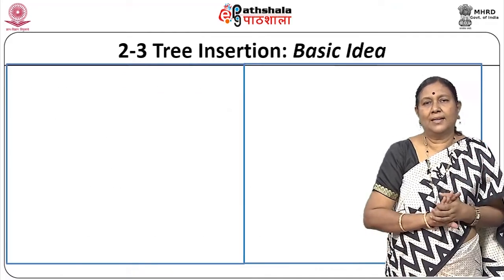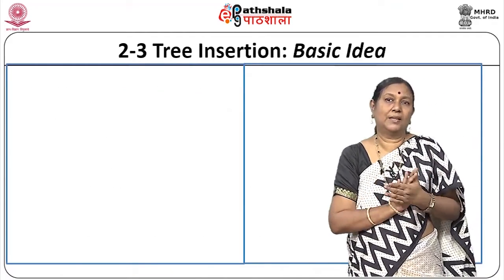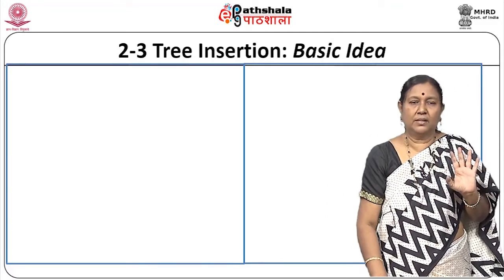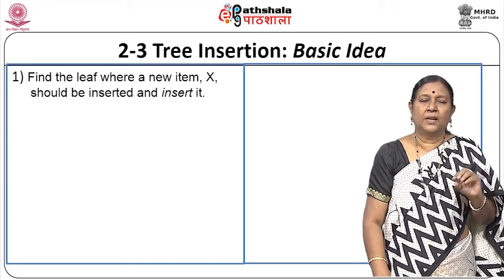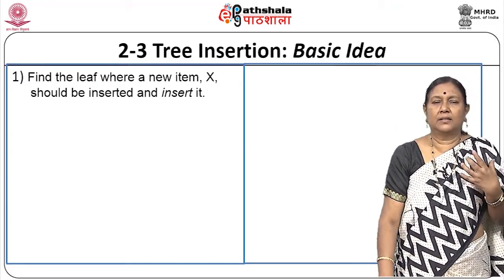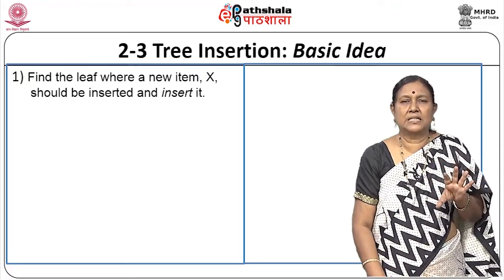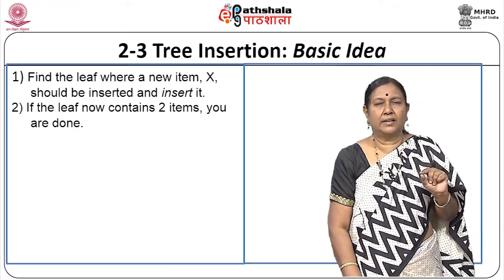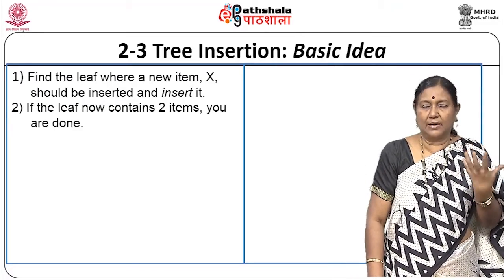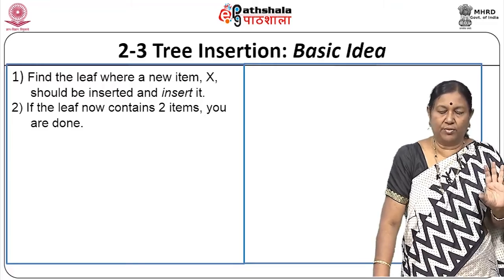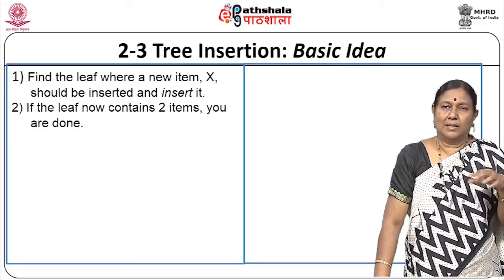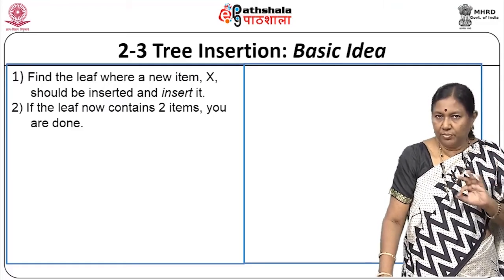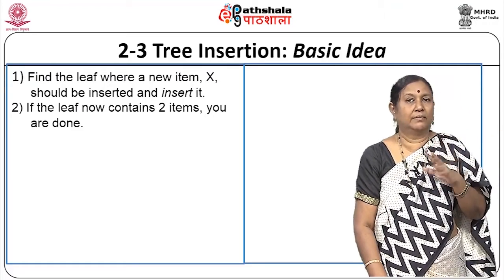Now, let us take a look at insertion. It has to maintain the property of a 2-3 tree, it has to be balanced, and it is a search tree. So, all of that has to be done. Let us look at the basic idea. The basic idea is to find the leaf where a new item x should be inserted and insert it. You always insert at the leaf, that you have to know. So, find where you have to insert depending on the search property, and if after insertion the leaf contains only 2 items, you have to do nothing else, you are done.